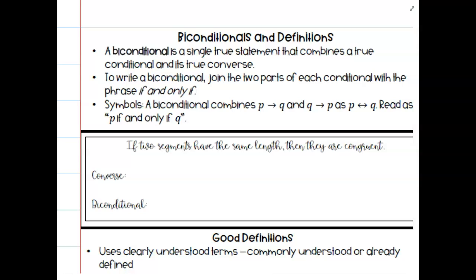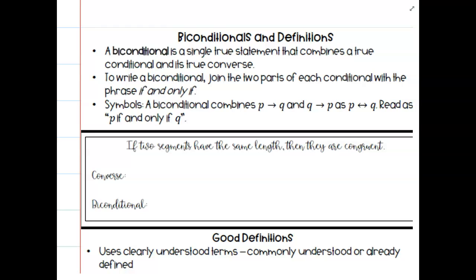An example of a conditional: if you are a sophomore, then you will graduate in 2024. We talked about the converse, the inverse, the contrapositive, all of those things. Today we're going to talk about what's called a biconditional.